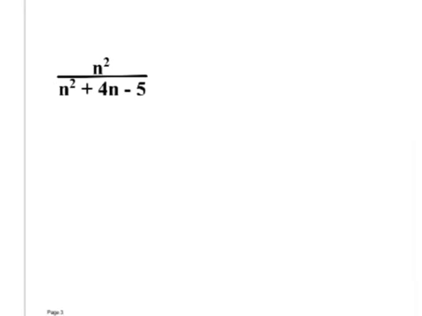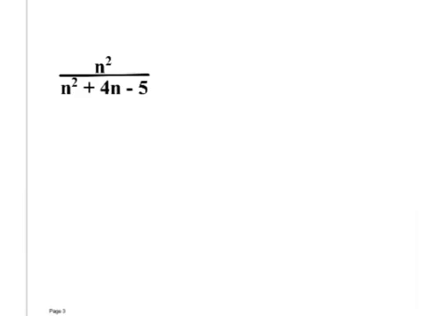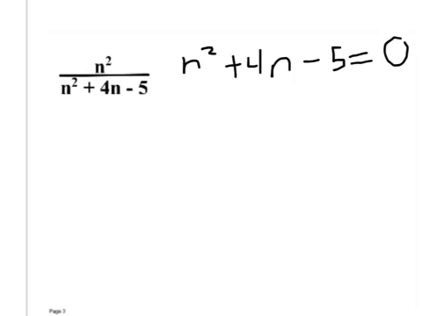All right, let's do this. This is back to where you're supposed to just state the excluded values. So what we need to do is find where n squared plus 4n minus 5 equals 0. We need to find where the denominator equals 0 because we don't want it to equal 0.